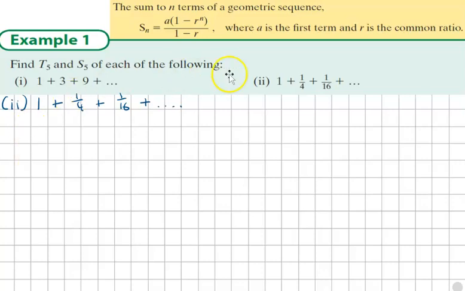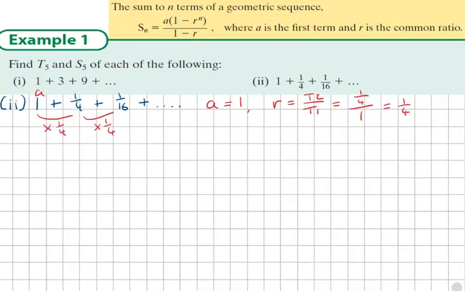Part 2, I'm going to just write out my sequence. 1 plus a quarter plus 1 over 16 plus ... So again, I want to find T5 and then S5. So a, I'm going to label as 1. So my first term is 1. I'm going to multiply by a quarter to get to the next term. So a quarter is my common ratio. So I can say term 2 divided by term 1 is a quarter divided by 1, which is a quarter. So my common ratio is a quarter.